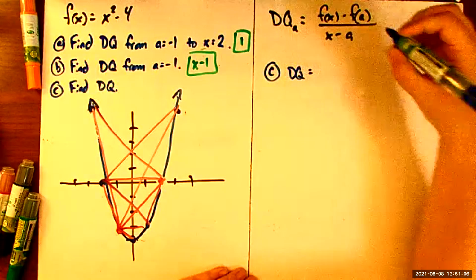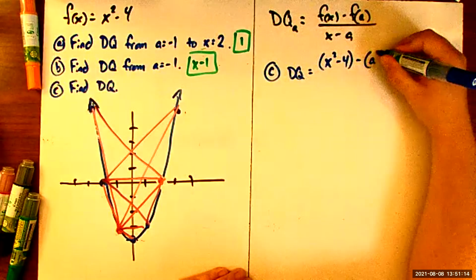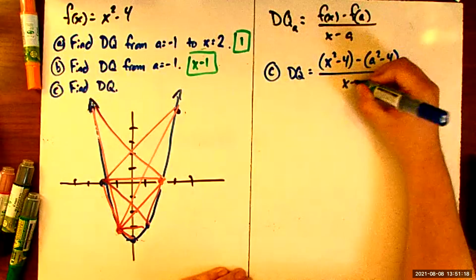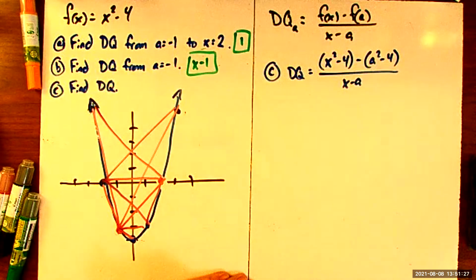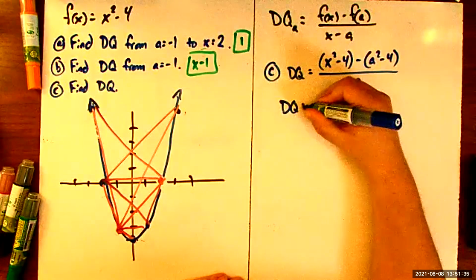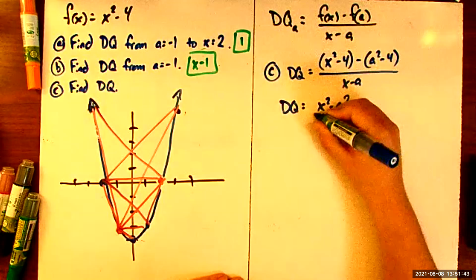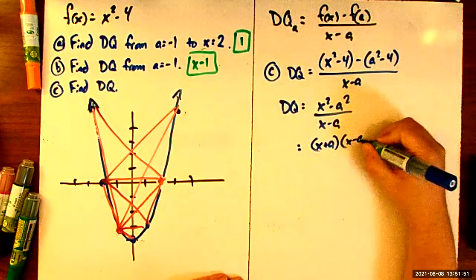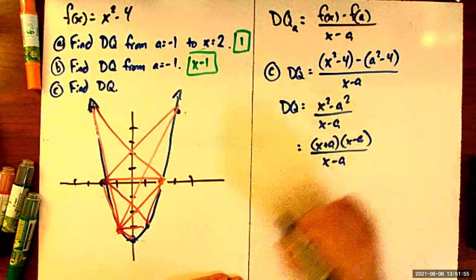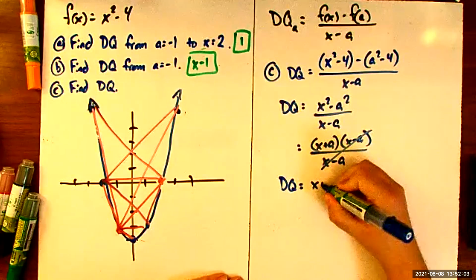And so our arbitrary difference quotient is going to be given by x squared minus 4 minus a squared minus 4 over x minus a, where this is the function evaluated at x, this is the function evaluated at a, and then we're just dividing by that bit in the bottom. From here, again, we try and simplify. And so we get our difference quotient is going to be equal to combining stuff. We can distribute that minus sign and get x squared minus a squared over x minus a, which is x plus a times x minus a over x minus a. And this time I'll cancel the correct ones, which gives us dq is equal to x plus a.